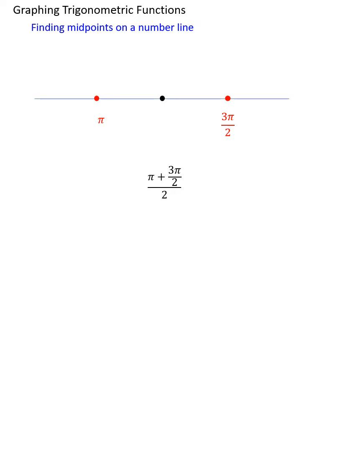Now, because we're not using 3.14 as a pi approximation, we're going to have to use our pi algebra to simplify this. So I replaced pi with 2 pi over 2 just to get a common denominator in the top. Then I can combine the fractions on the top, combining 2 pi plus 3 pi to get 5 pi, and then remembering that dividing a fraction by 2 is the same as multiplying it by a half, I now have a simplified version of the midpoint of my original 2 points.